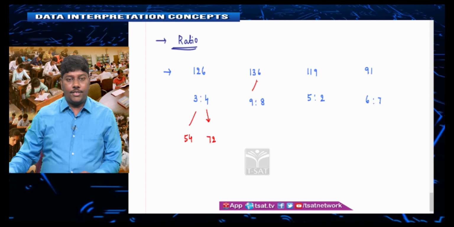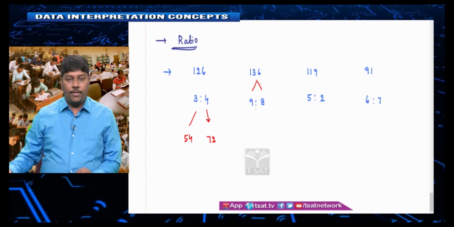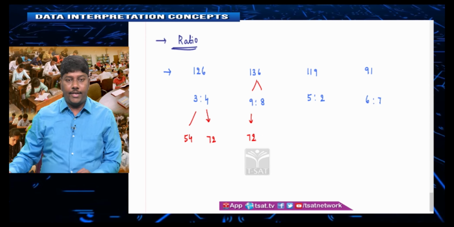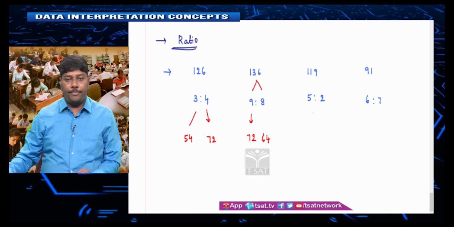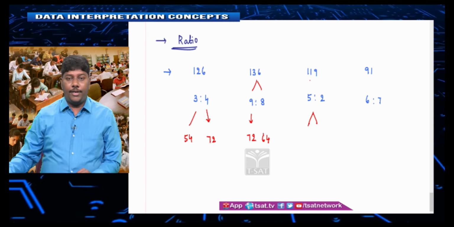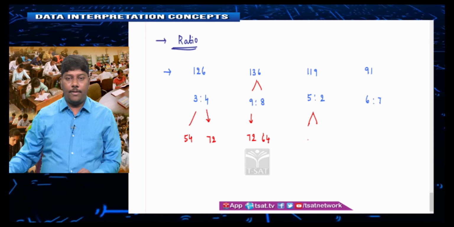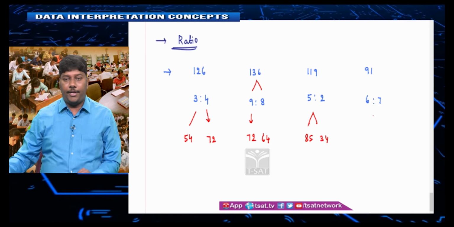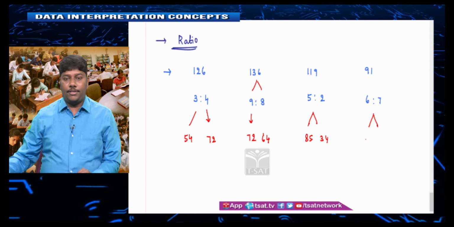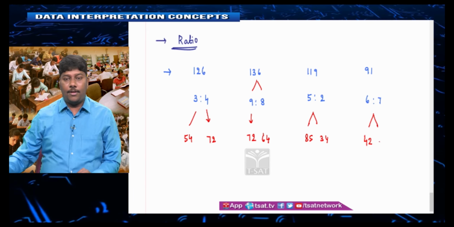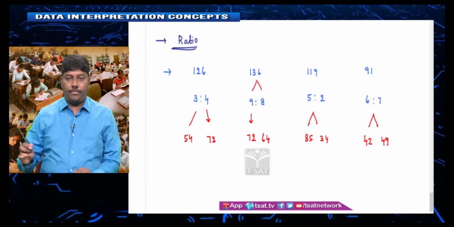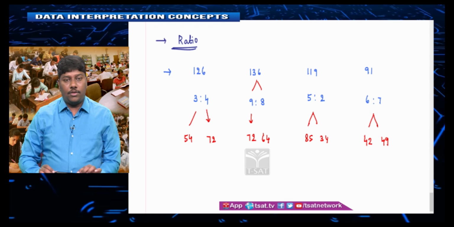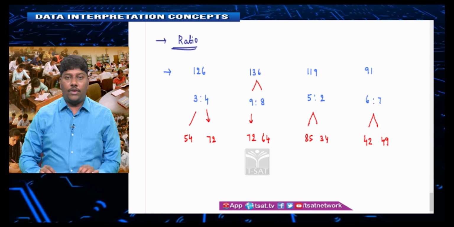Now, 136 is actually 17 eighths. Therefore, 17 parts, each part is 8. 9 eighths are 72, 8 eighths are 64. This is how you need to divide. For 85, 7 parts, 17 is each part, because 17 fives are 85. 17 twos are 34. This is how you must divide it. For 91, 13 parts, each part is 7. 6 sevens are 42, 7 sevens are 49. So, ratios will help you to divide the given number in the given ratio.